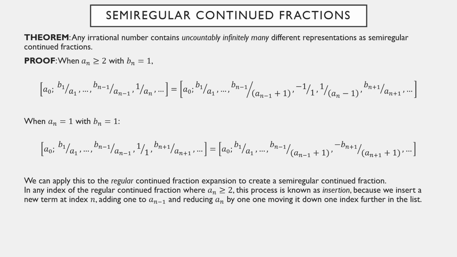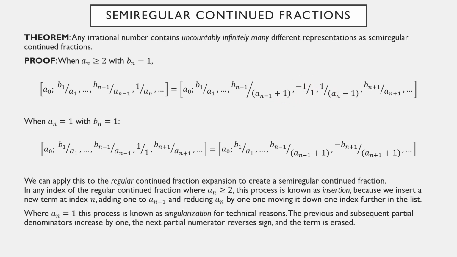If you do this in an index where an is bigger than or equal to 2, this is called insertion, because we inserted this term here and modified these two quotients. Okay. If you do it where you have a partial quotient of 1, it's known as singularization, and the origin of that word is slightly technical. But it just looks pretty similar. You're adjusting the values of some nearby partial quotients and numerators, but everything before and after a certain point isn't being changed at all.